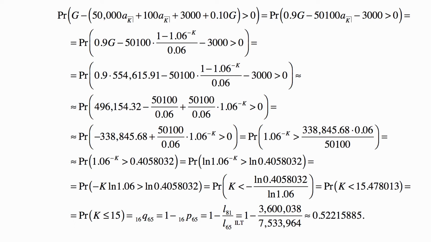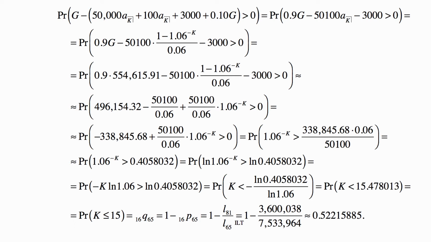Well, we just calculate the ratio of these natural logarithms, put a minus sign, so it's a negative number divided by a positive number with a minus sign in front, so it becomes positive. It is the probability that k is less than 15.478013.